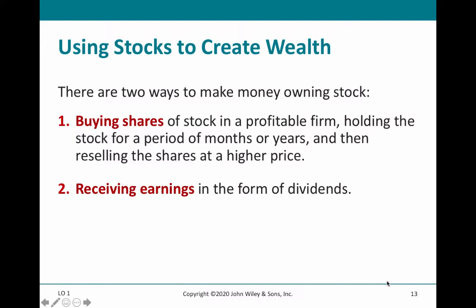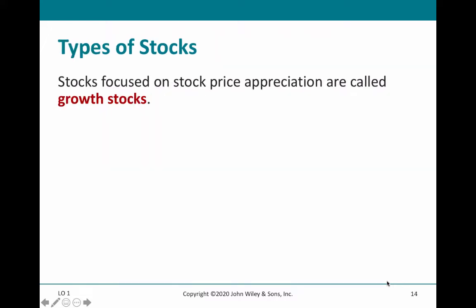You can buy and hold and then sell, or you can receive the earnings paid out in something called dividends. So these are the two ways you make money with stocks. You buy, that goes up in value, and you sell. Or the company makes money and decides to pay it out to you. Those are your two ways you make money with stocks.